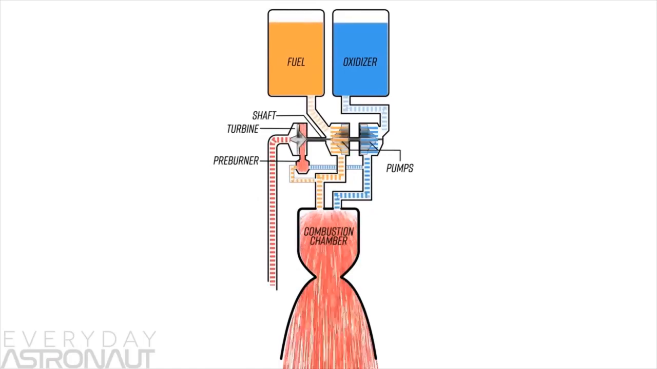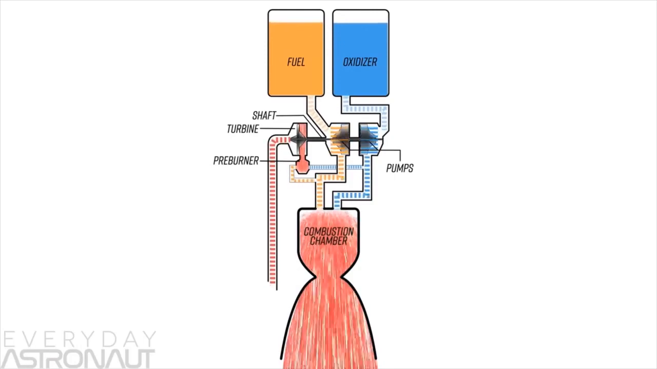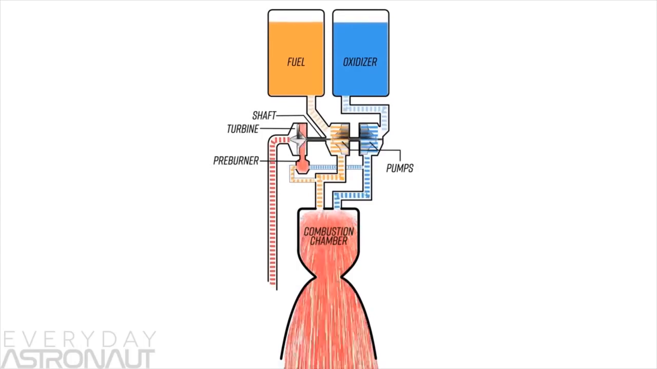Then some of these two are going to the pre-burner, where they get burned, which in turn turns the turbine. When the turbine gets rotated, the pump also works. So as I said before, it's a closed loop cycle. You see, in order for the pumps to work, the pre-burner has to work. So the pre-burner turns the turbine, and the turbine turns the pumps. So at the beginning, there is some process which initially starts the pre-burner process.